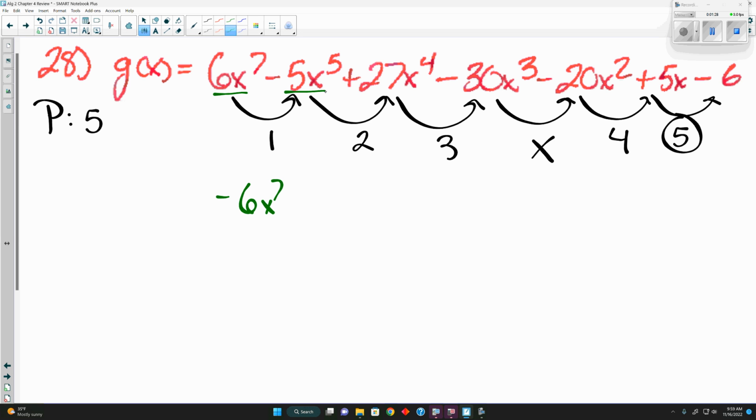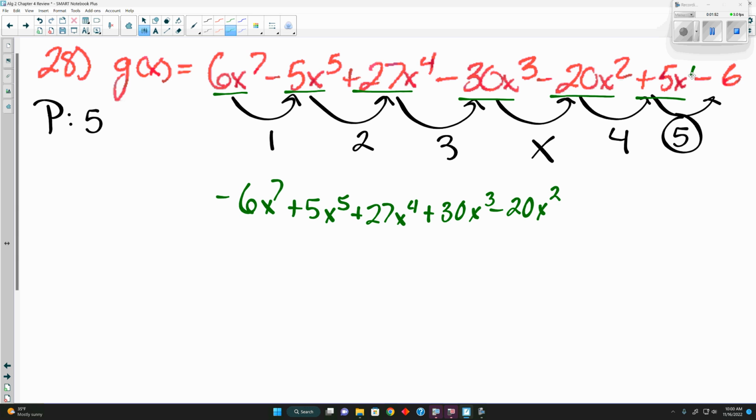The next one's to the 5th, so the sign's going to change from negative to positive. The one after that is to the 4th, so the sign will stay the same. The term after that, the power is odd, so the sign will change from negative to positive. After that, it's even, so it stays the same. 5x is to the 1st, so that's odd, so it's going to change to negative 5x minus 6. So one way to make it a little bit easier, if we know the power is odd, we change the sign. If the power is even, the sign stays the same.